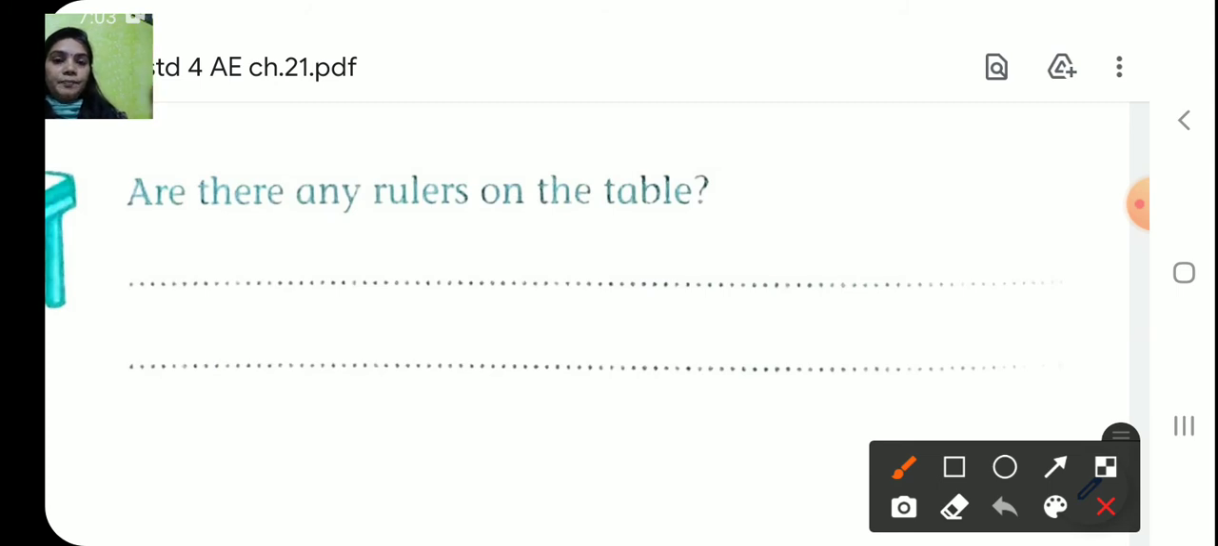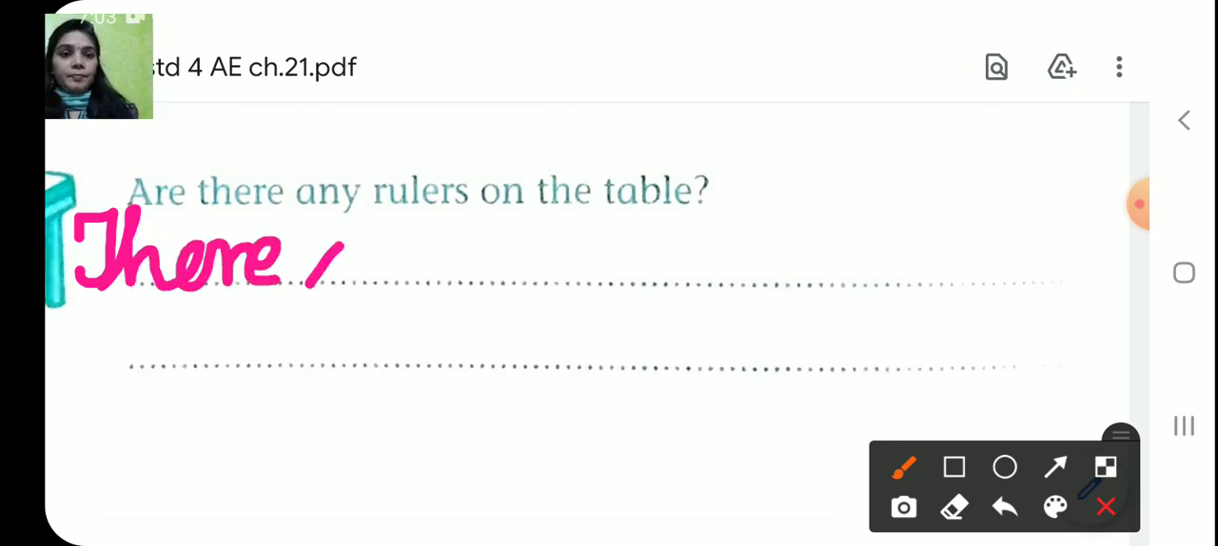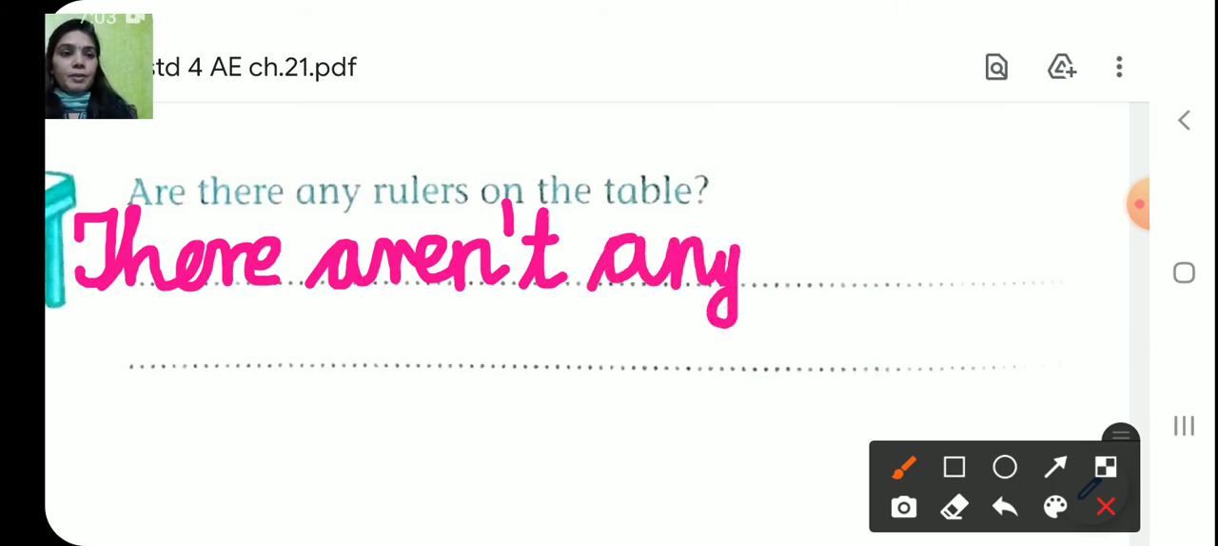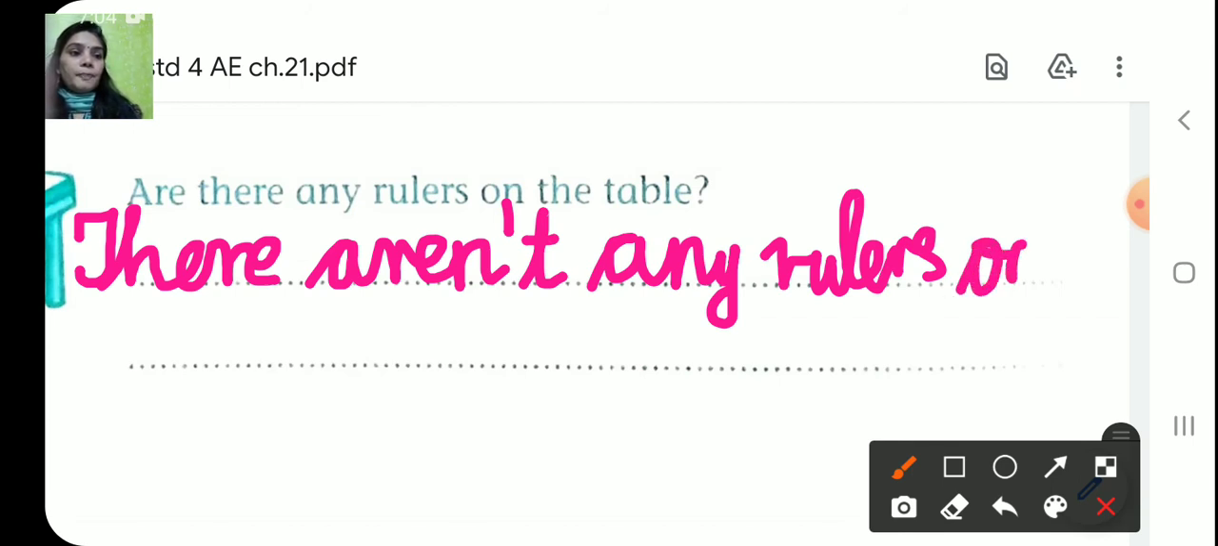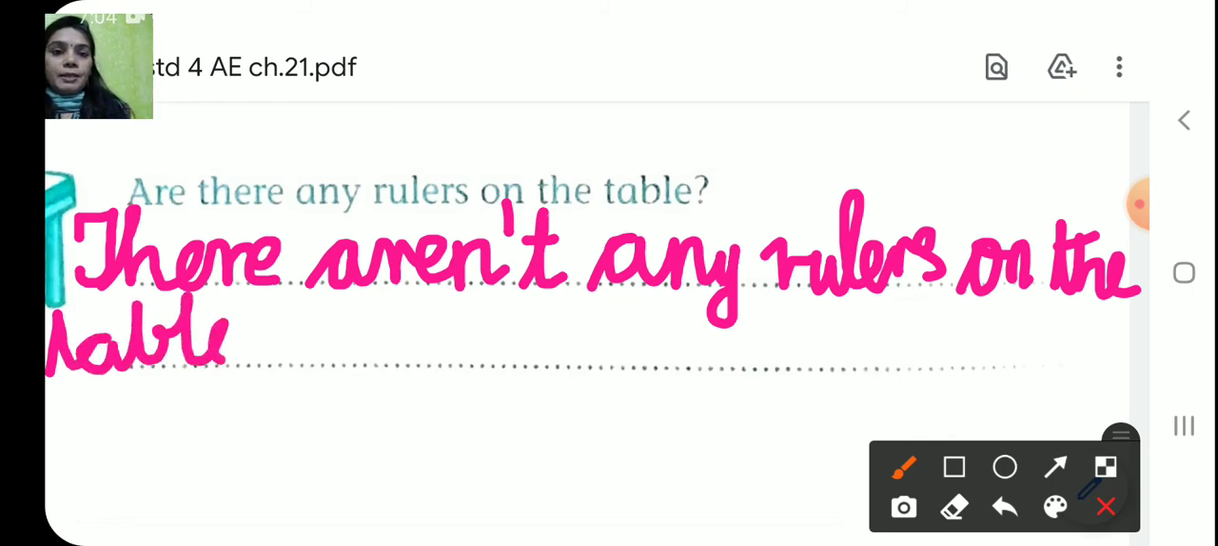So you will write there aren't any rulers on the table. So there aren't any rulers on the table.